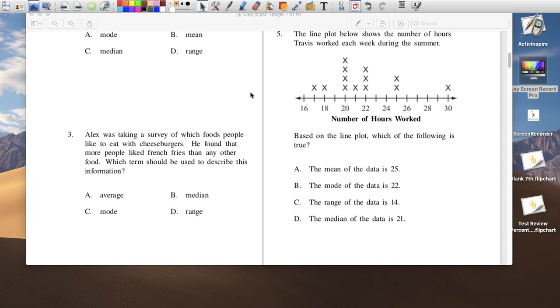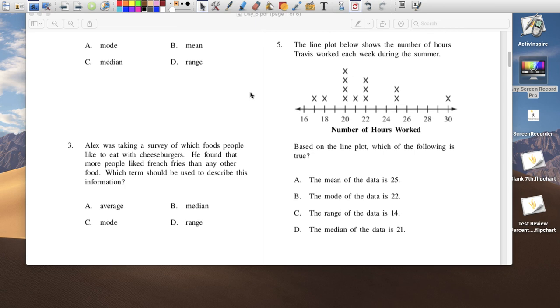The line plot below shows the number of hours Travis worked each week during the summer. Based on the line plot, which of the following is true? The mean of the data is 25. The mode of the data is 22. The range is 14. So let's do the ones that we can. To find the range, the highest is 30, the lowest is 17. So the range is 13, so that's gone.